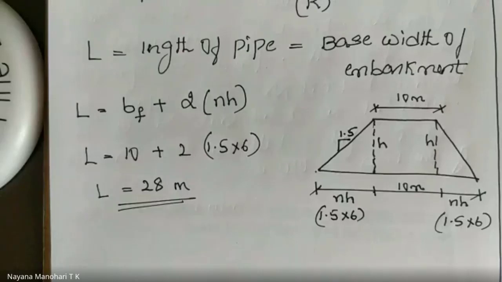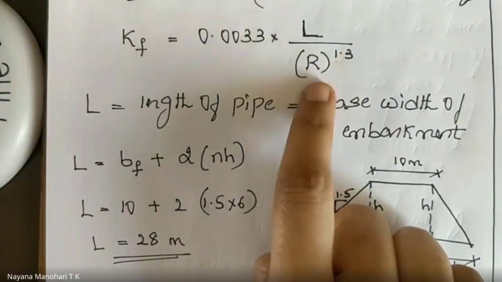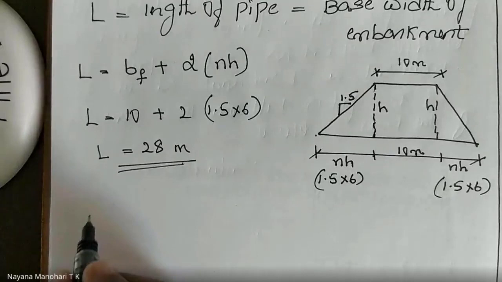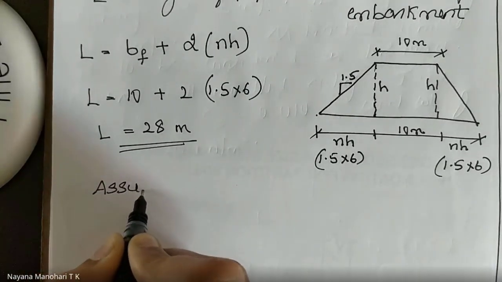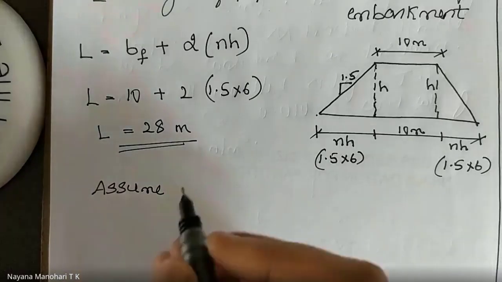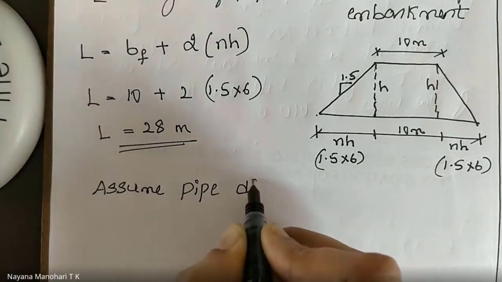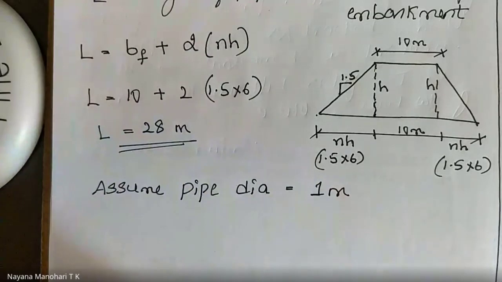Next, you have calculated the length of the pipe. Next, you need to calculate the hydraulic mean depth in this equation. In order to calculate the hydraulic mean depth, we are going to assume the diameter of the pipe. In this problem, they have not specified the internal diameter of the pipe. Assuming pipe diameter equals 1 meter. Take the diameter of the pipe as 1 meter.